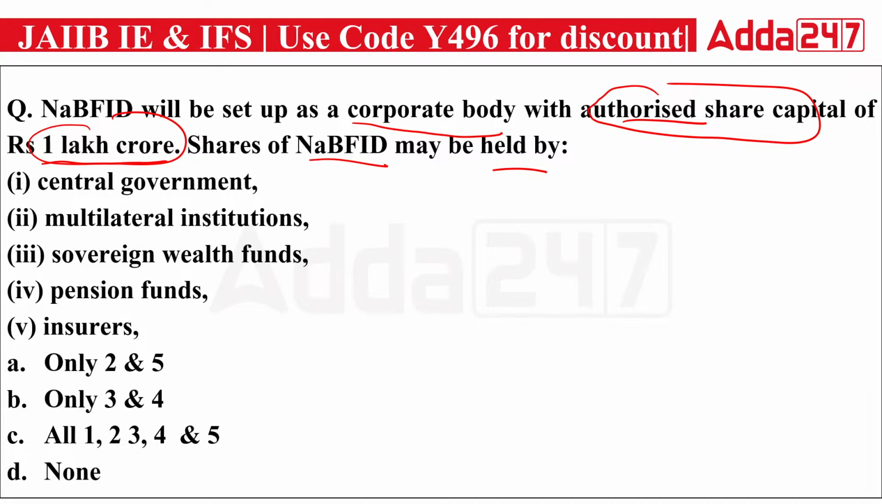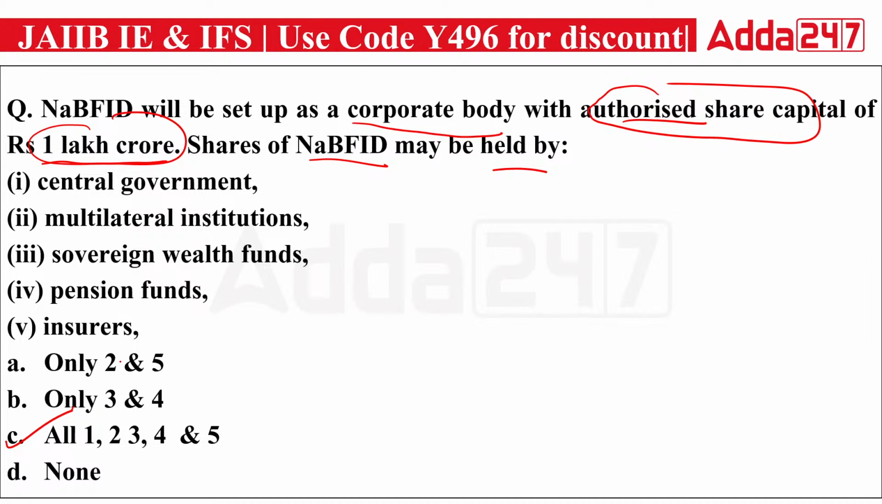Options we have: central government, multilateral institutions, sovereign wealth funds, your pension funds. A, B, C, or D? And the right answer here will be all. All 1, 2, 3, and 4 are correct in context to your NAFID.